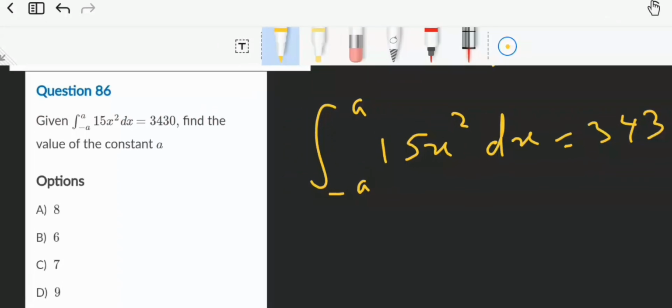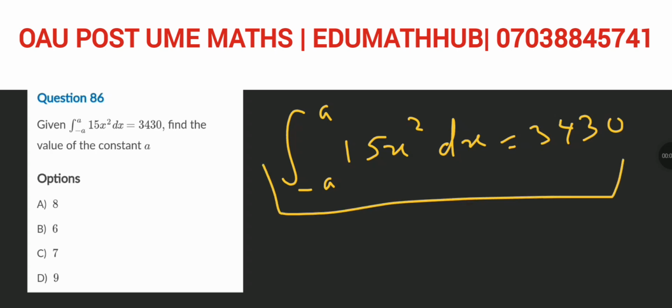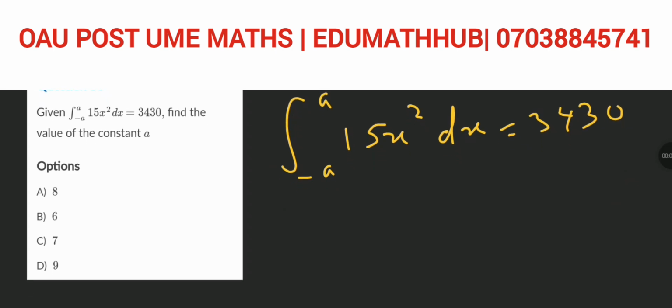So for this next question, given the integral from minus a to a of 15x squared dx is equal to 3430, find the value of the constant a. So look at how to solve it. This is the question here. I've written it out for you guys to make it easy for you. So the first thing to do is to bring the 15 out. The 15 is a constant, so you can move it outside of the integral sign to make it easy for you.